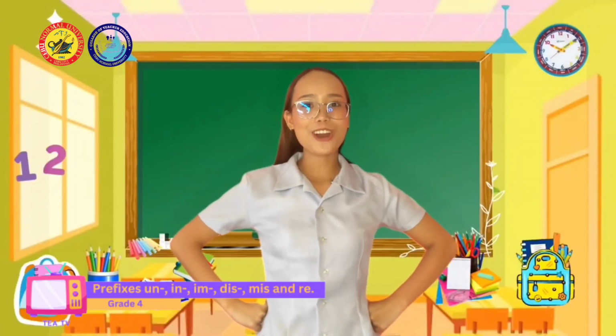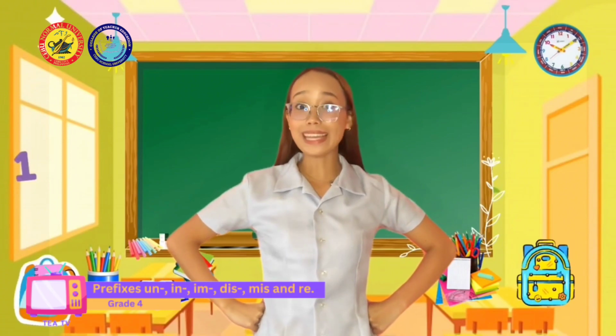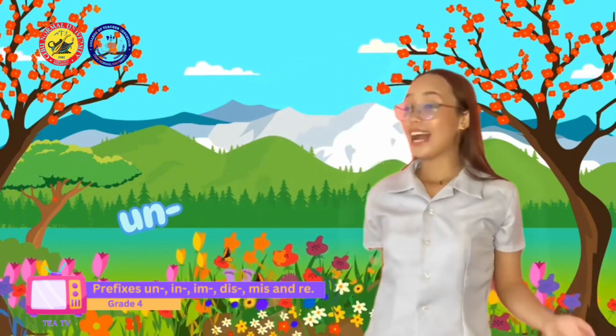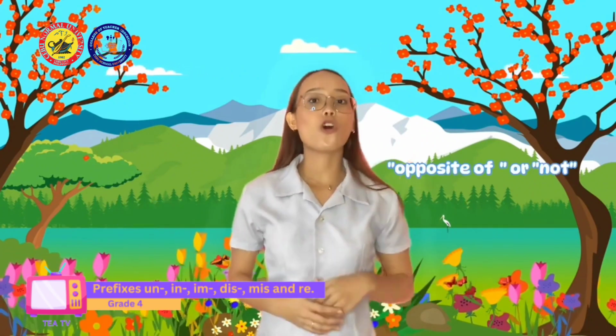Now, do you want to go on a prefix hunting trip with me? Is it a yes? Yes! Let's go! What an amazing garden! Let's look for some prefixes. Do you see any prefixes here? Yes? Where? Here, we found the prefix un. The prefix un means opposite of or not.